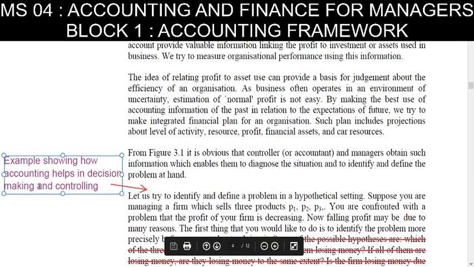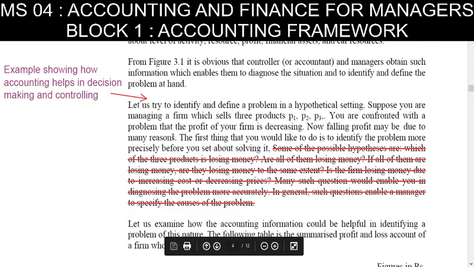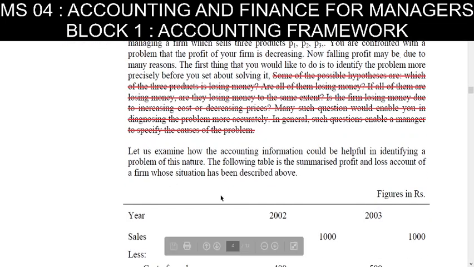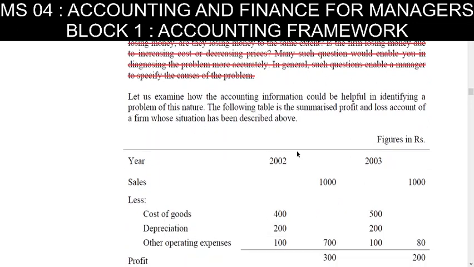Now, let us see an example which shows how accounting helps in decision making and controlling. Let us try to define a problem in a hypothetical setting. I will read out the example here. It will be useful for you in the examination and also in the understanding of the subject. You are confronted with a problem that the profit of your firm is decreasing. Now, falling profit may be due to many reasons. The first thing that you would like to do is to identify the problem more precisely before you set about solving it. Let us examine how accounting information could be helpful in identifying a problem of this nature.